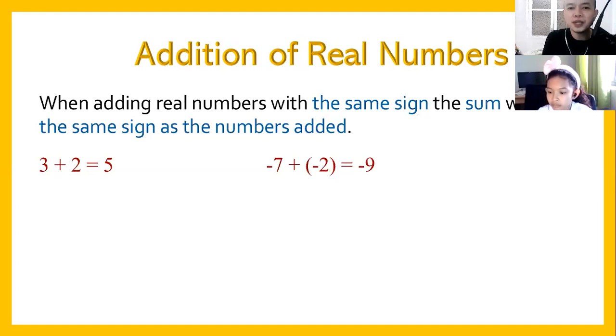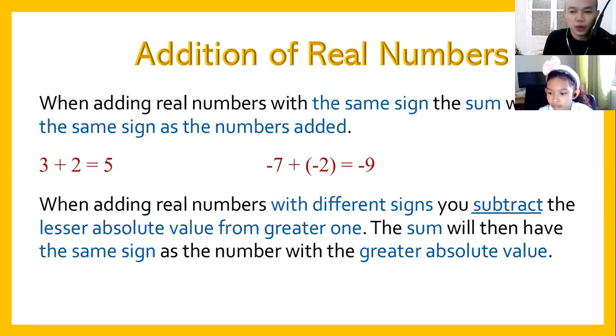Now, what will happen if the two numbers are of different signs? In addition, you are actually not going to add the two numbers, but you are going to subtract the lesser absolute value. So when adding real numbers with different signs, you subtract the lesser absolute value from the greater one. It's always like that.